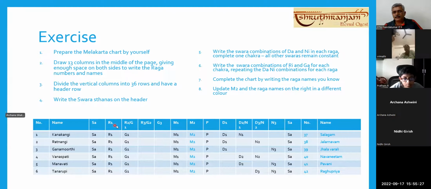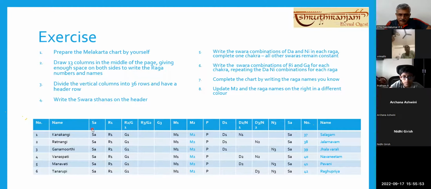Sa, Re1, Re2, Ga1, both are taking the same place. Re3, Ga2, again same place. Ga3, Ma1, Ma2, Pa, Da1, Da2, Ni1, yeah, Da2 and Ni1 take same place. Da3, Ni2 take same place. Ni3 and higher Sa. Okay. So you write all of that. This is the heading you have written.